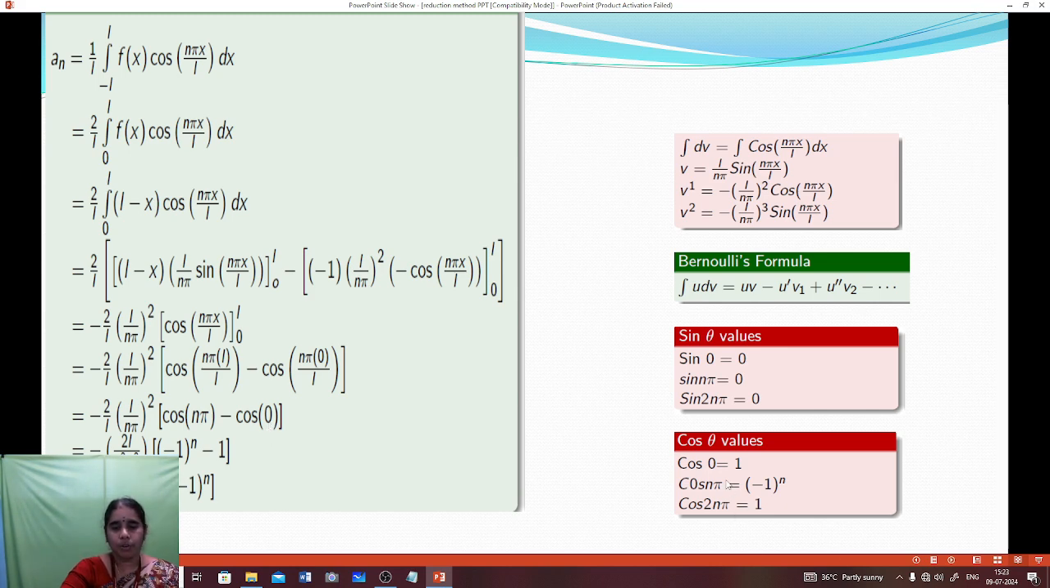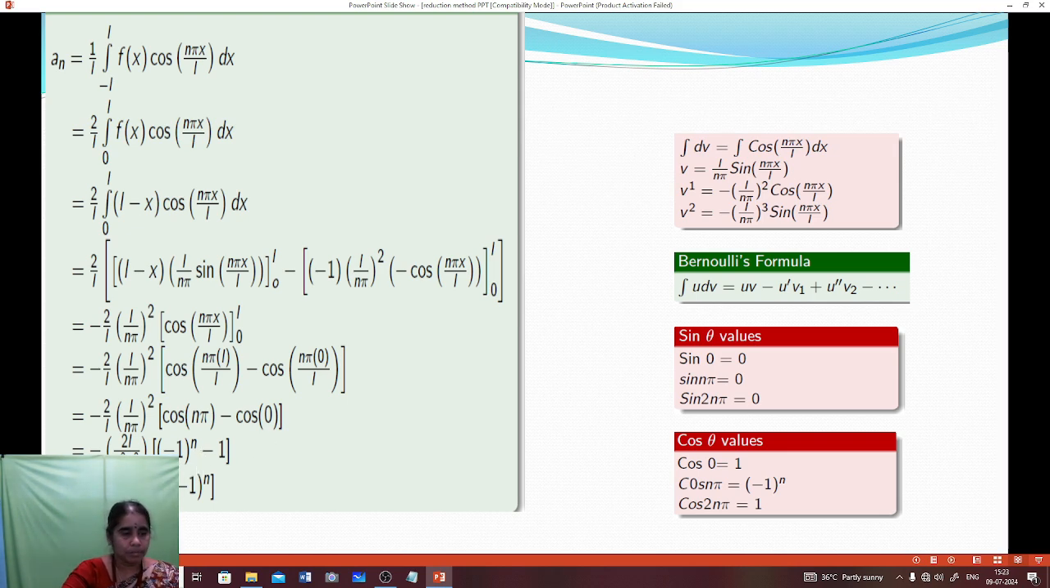We know cos n pi takes the value of minus 1 power n. According to our n, the value should change. If it was cos pi, then the value is minus 1. For cos 2 pi, we have the value plus 1. So here they have given only n pi alone, so we have to represent that term in terms of n. So the formula is cos n pi takes the value of minus 1 power n.